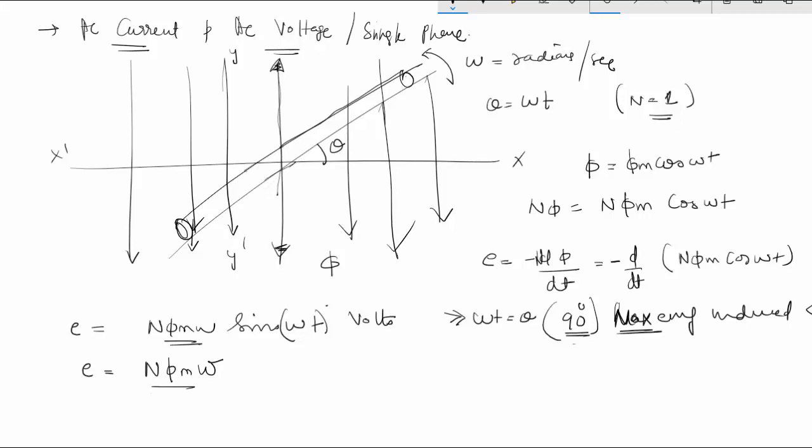So this is known as the E max EMF. So the equation of the EMF, or the electric voltage induced in the coil, becomes E is equal to Em sine omega t.